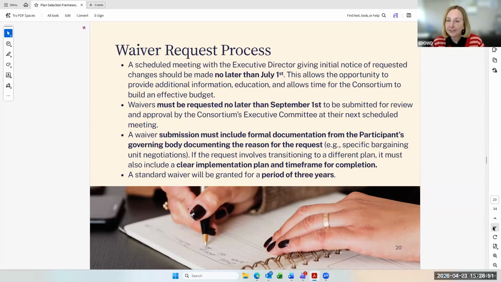So these waivers fit in on any planned movement, regardless of whether you're staying with the consortium or leaving the consortium. We need to know that as part of our budgeting process, and we need time to process all of these changes. So September 1st is very beneficial in helping us. There is a formal documentation process to go through, requiring resolutions, requiring forms from the consortium. The forms provide a clear implementation plan and a time frame for completion, so the consortium knows what's going on. Typically, waivers are granted for a period of 3 years.